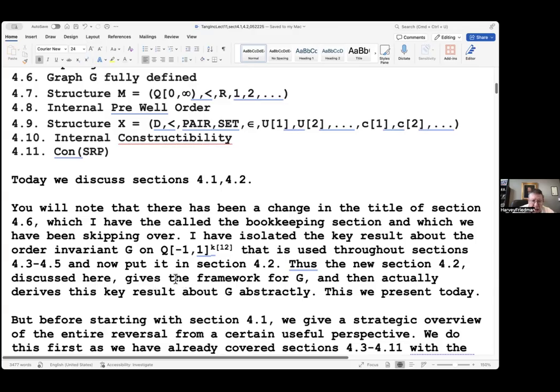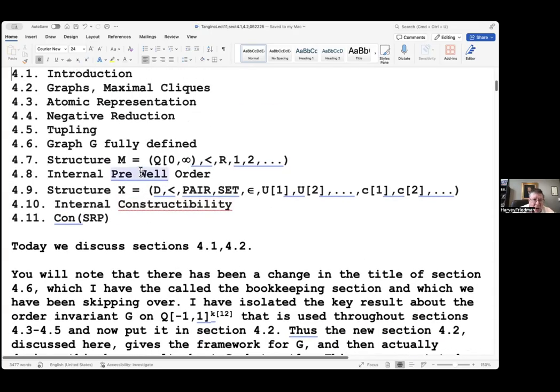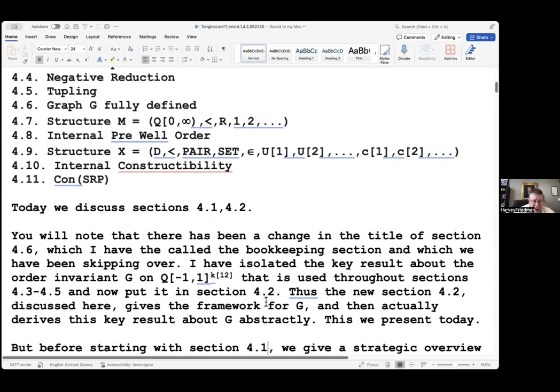And then section 4.2 today talks about the framework for defining the graph without giving the actual clauses. It defines the framework for defining it, and then from the framework, you can derive this basic fact that's been moved from 4.6 to 4.2, that's used in order to make use of the graph.